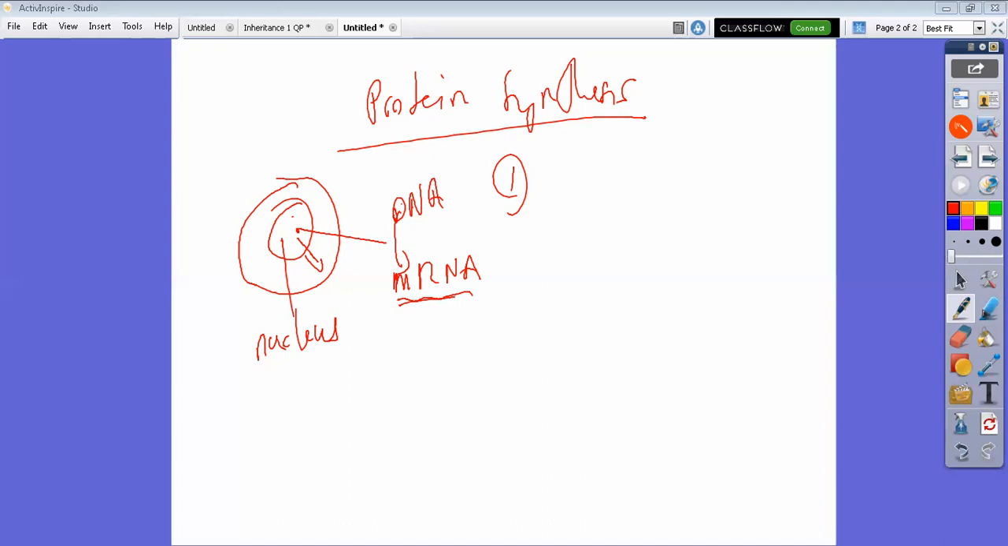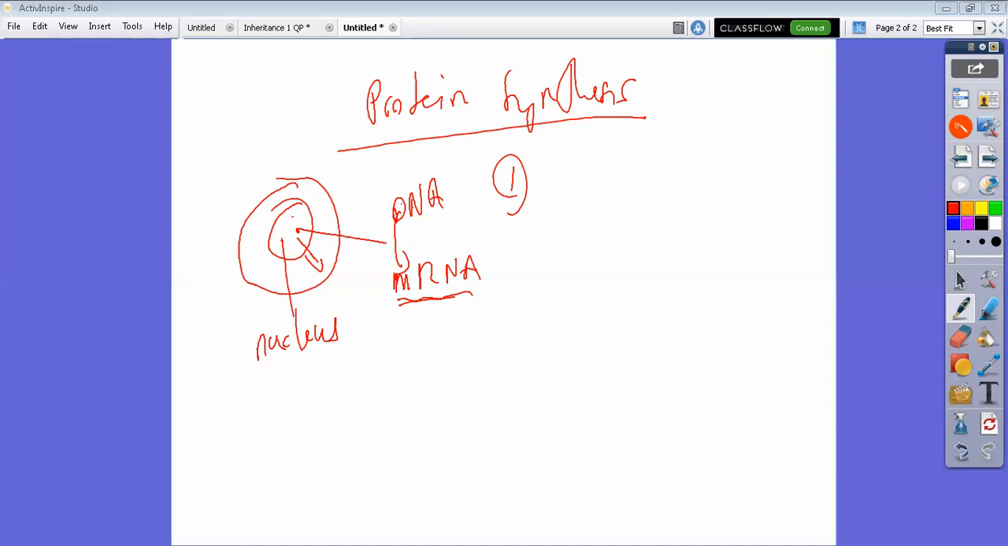The next point is that the mRNA passes through the ribosomes. Carries the DNA to the cytoplasm. That's what I said. Okay, carries the DNA to the cytoplasm.